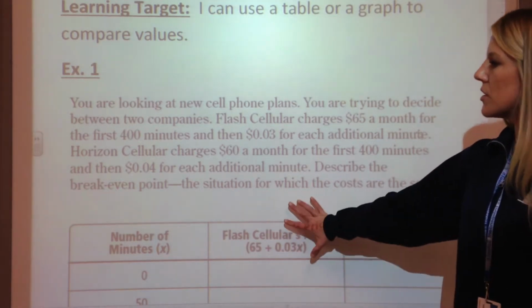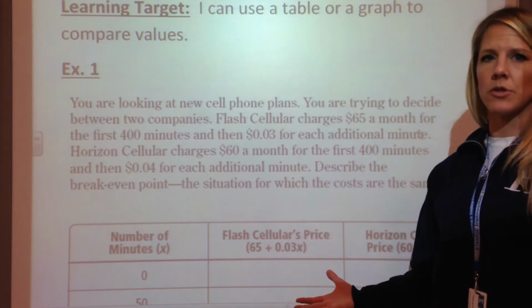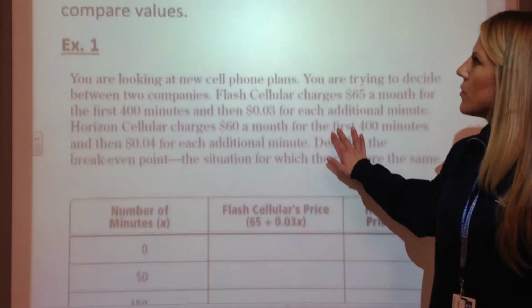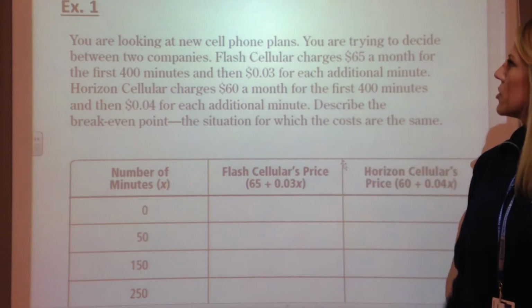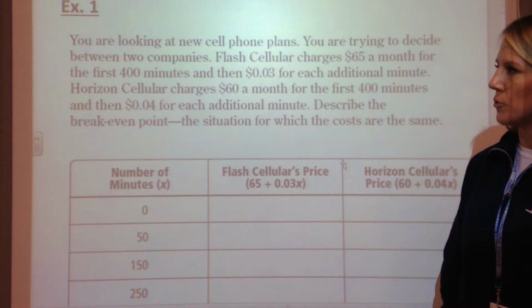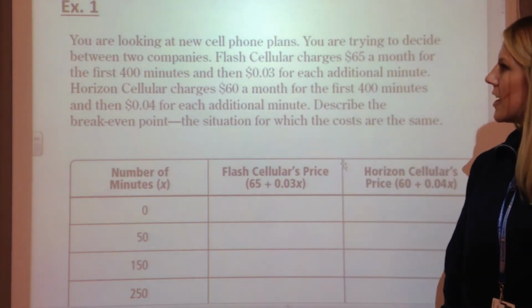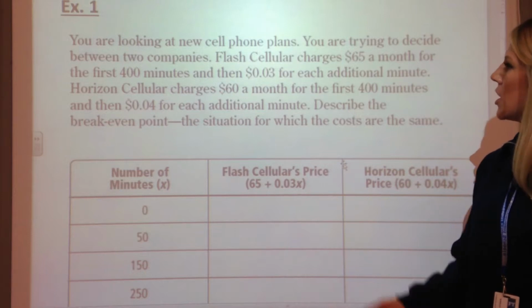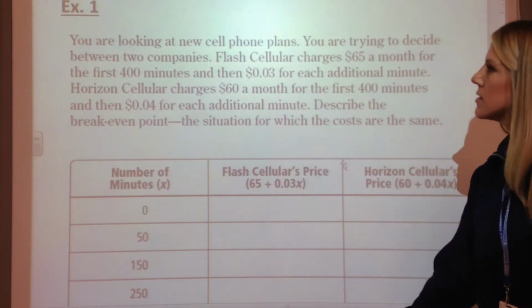Today we're going to be looking at a certain situation where we're going to use a table to make that comparison. So we're looking for a new cell phone. We're trying to decide between two companies. Flash Cellular charges $65 a month for the first 400 minutes and 3 cents for each additional minute. Horizon charges $60 a month for the first 400 minutes and then 4 cents for each additional minute. Describe the break-even point, which is the situation for which the costs are the exact same.